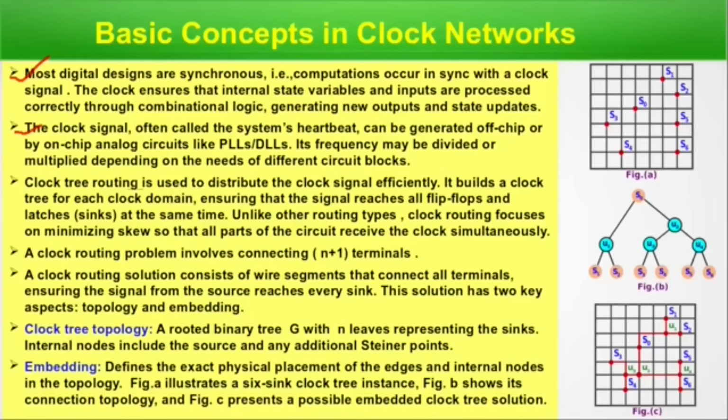Clock tree routing is used to distribute the clock signal efficiently. It builds a clock tree for each clock domain, ensuring that the signal reaches all flip-flops and latches at the same time. Unlike other routing types, clock routing focuses on minimizing skew so that all parts of the circuit receive the clock simultaneously. So this is the main focus in the case of a clock tree.